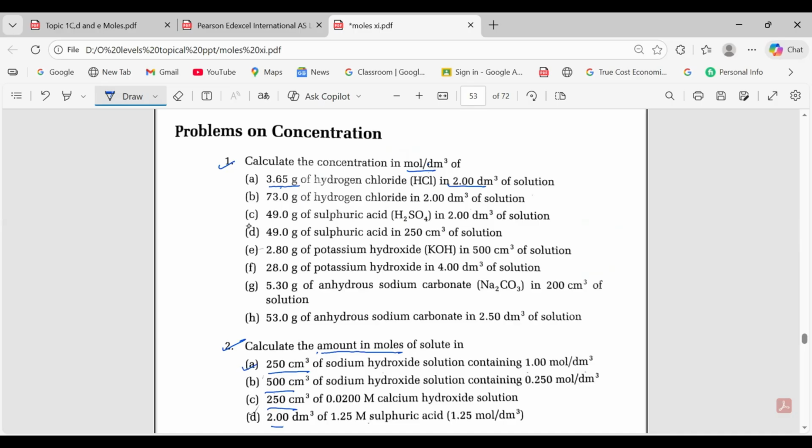So they have already given us the NaOH, and the NaOH concentration is this much. The overall concentration of NaOH is 1 mole per dm cube. But out of this 1 dm cube, they are extracting 250 cm cube for an experiment. So what is the amount of moles of the solute which has been extracted with the 250 cm cube? Can you solve this question?